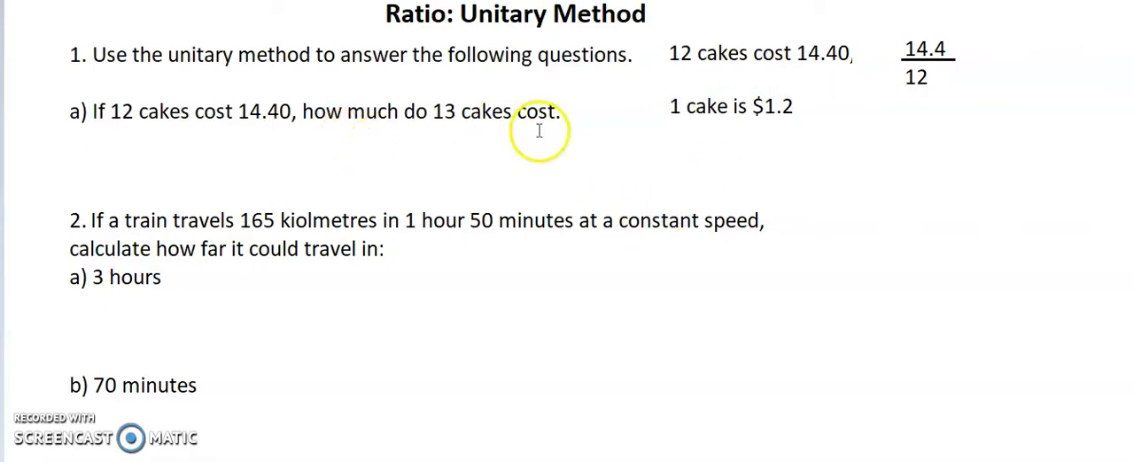It says how much do 13 cakes cost? So then I just need to go 13 times 1.2. So it's always about trying to get it for the per unit. As soon as we get it to per unit, we can solve it. And this tells us that the total cost of 13 cakes is $15.60.